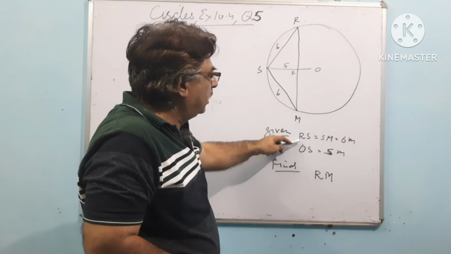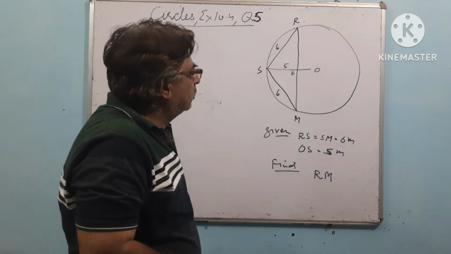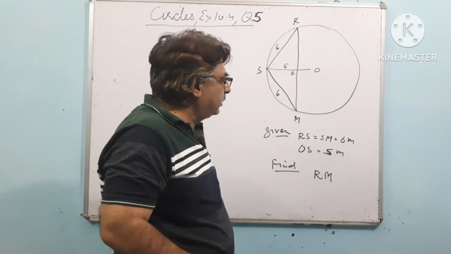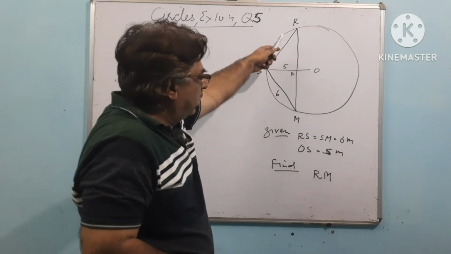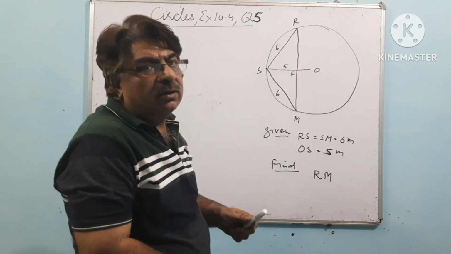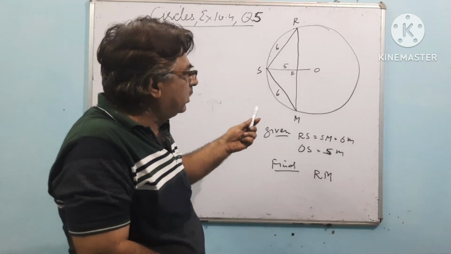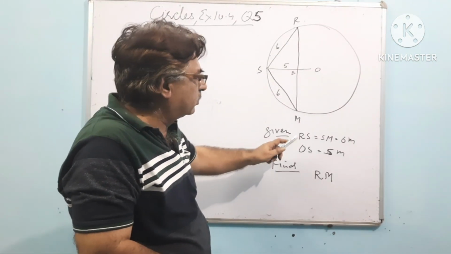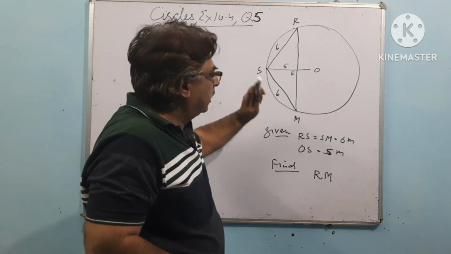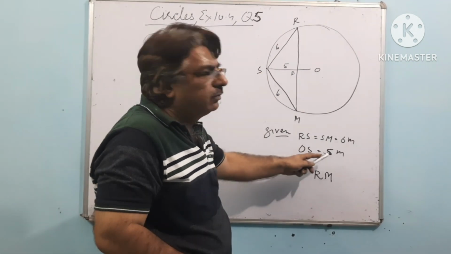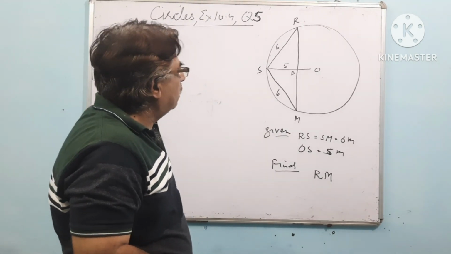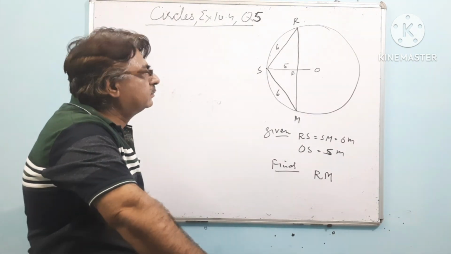So, what is given? RS equal to SM equal to 6 meters. And we have to find the distance RM. Also, the radius of this circular area is given as 5 meters. So OS, the radius of this circle, is given as 5 meters. So, moving on to the solution.